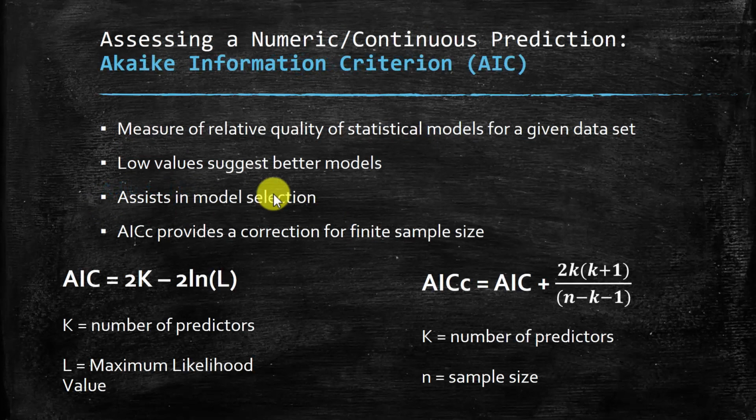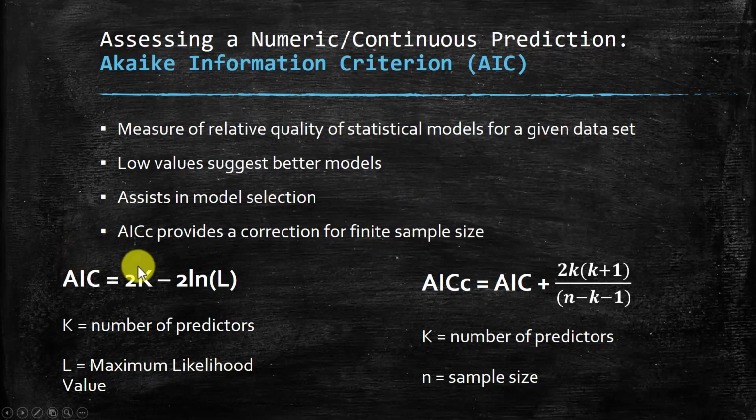Another measure that we commonly see for assessing a continuous prediction is Akaike's information criterion, or AIC. This is a measure of relative quality of statistical models for a given data set. Low values suggest a better model, so lower is better. You can use this to assist in model selection, so different predictor variable space, feature space, for example. And then AIC provides a correction for finite sample size, where you have a limited number of training samples.